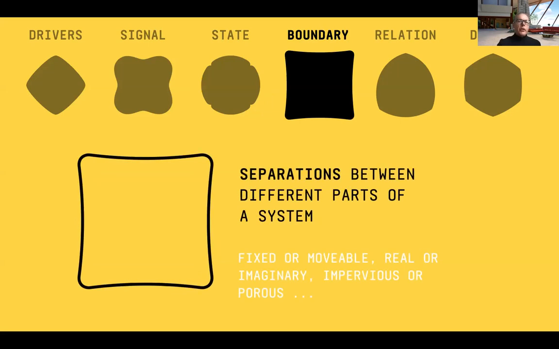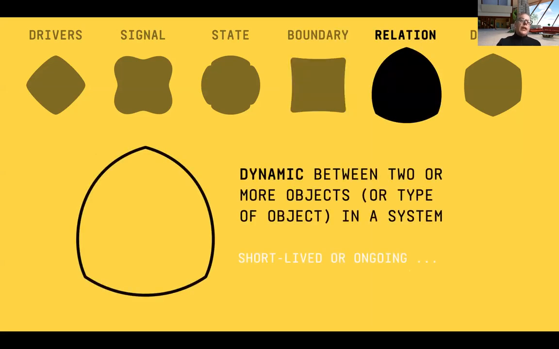Next you have boundaries. Systems are made of all sorts of different ways of separating and differentiating different pieces. Some of these can be fixed or movable. They can be real or imaginary. Things can flow through them, or they can be impervious or block things. But systems are often full of these boundaries that divide up different parts of the system.